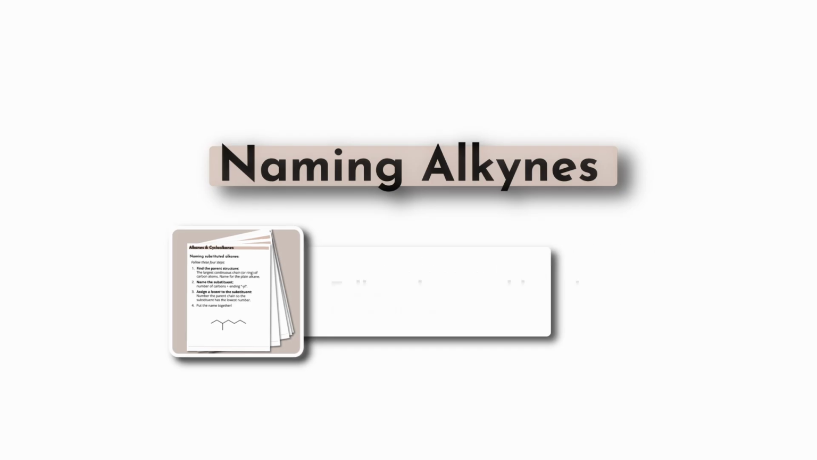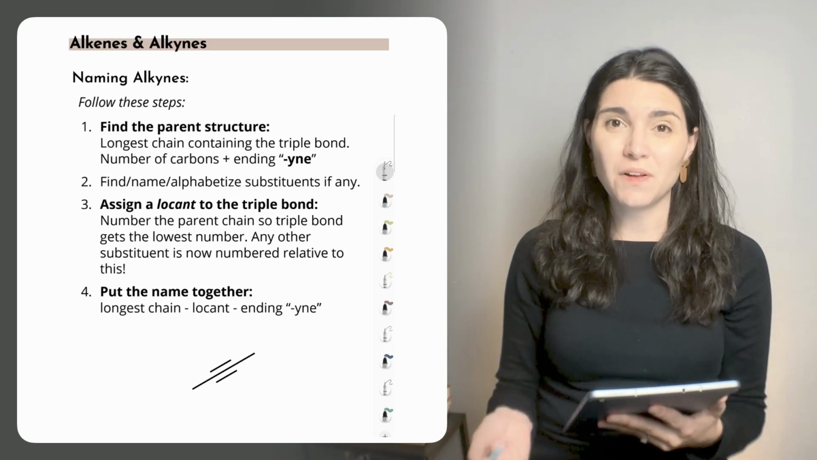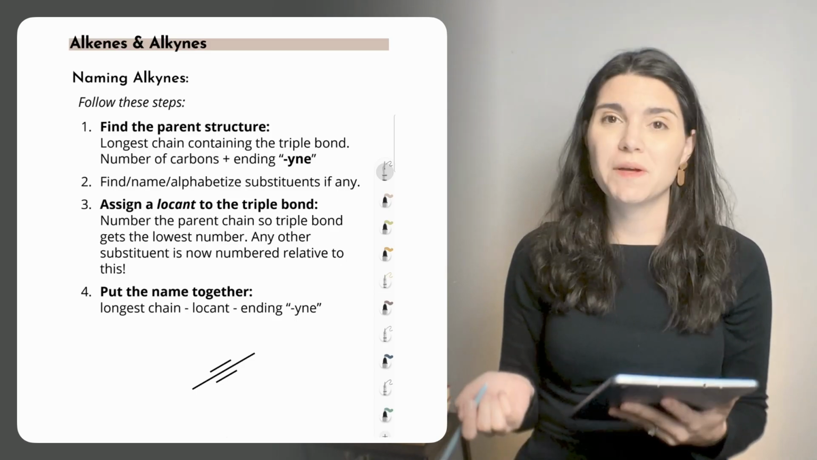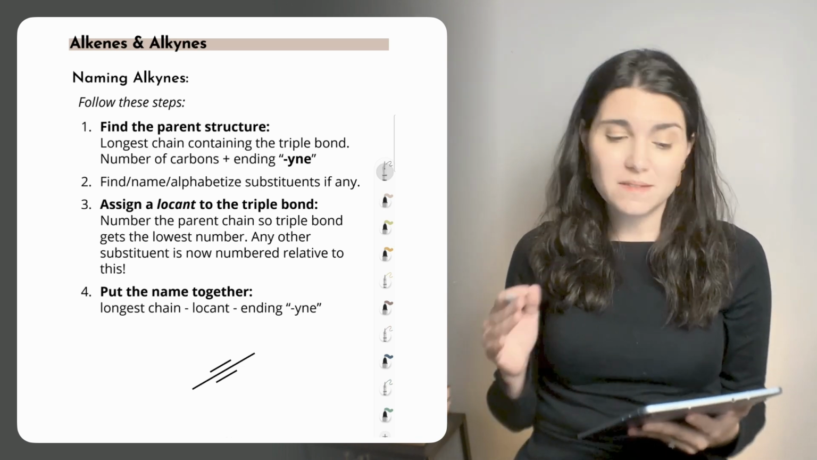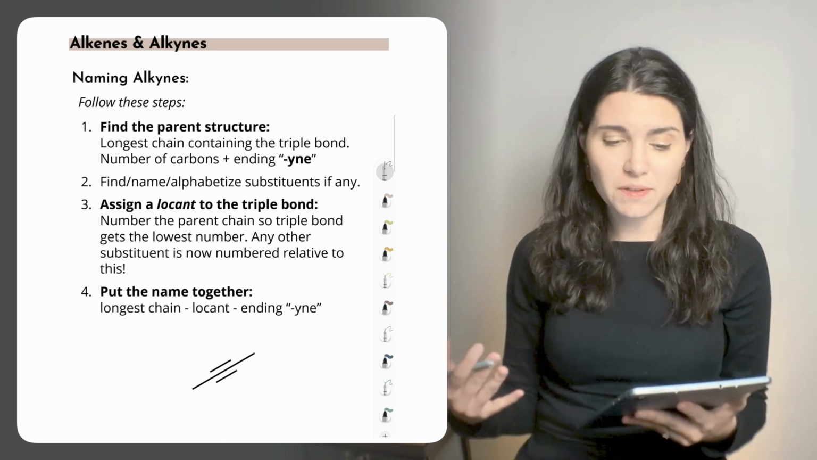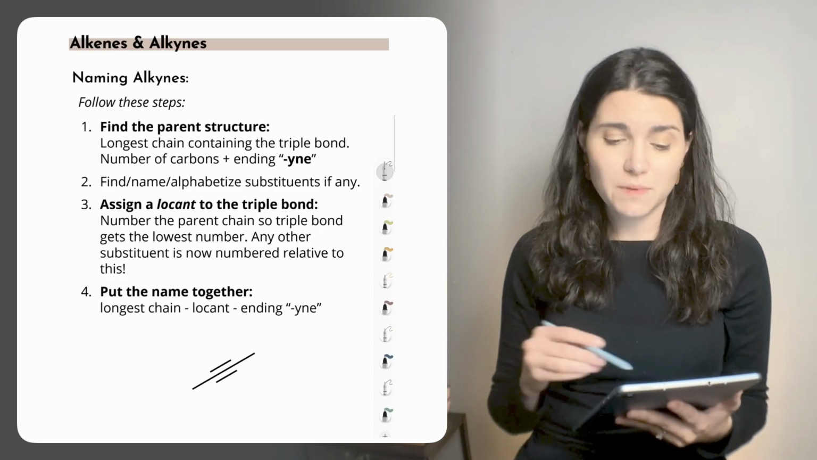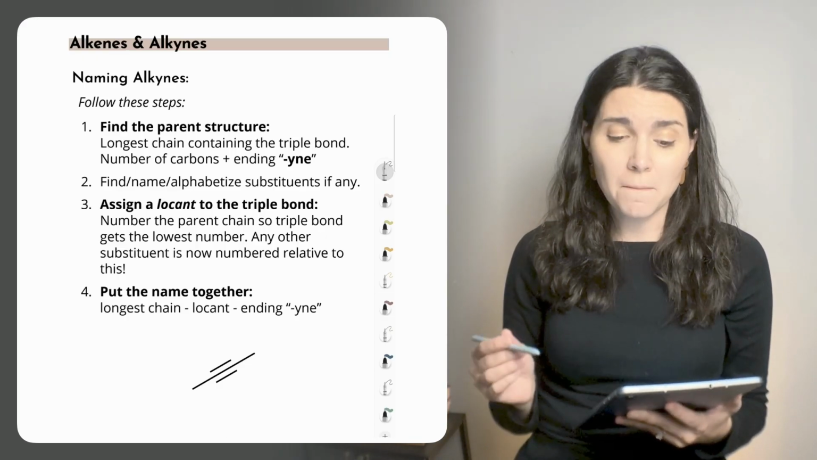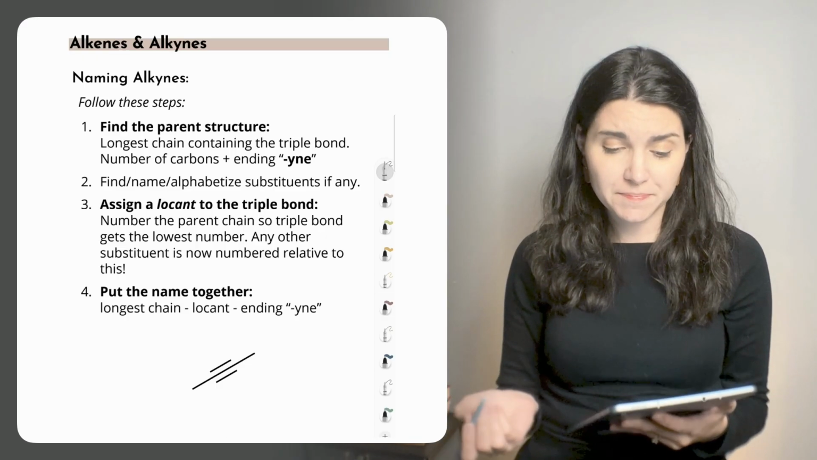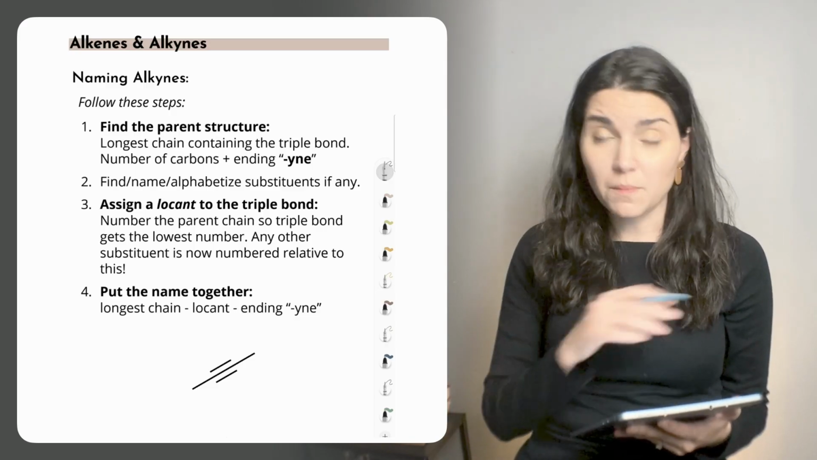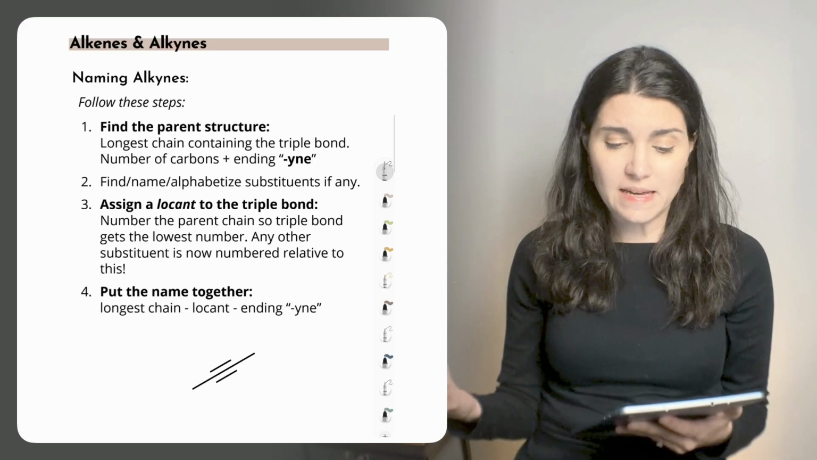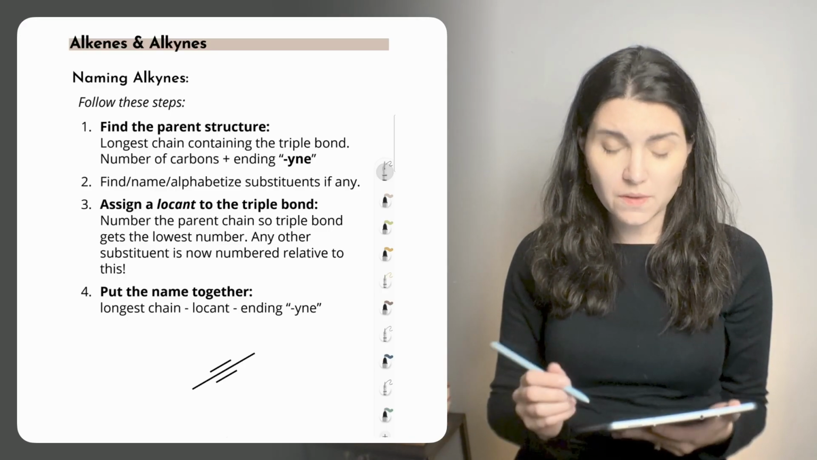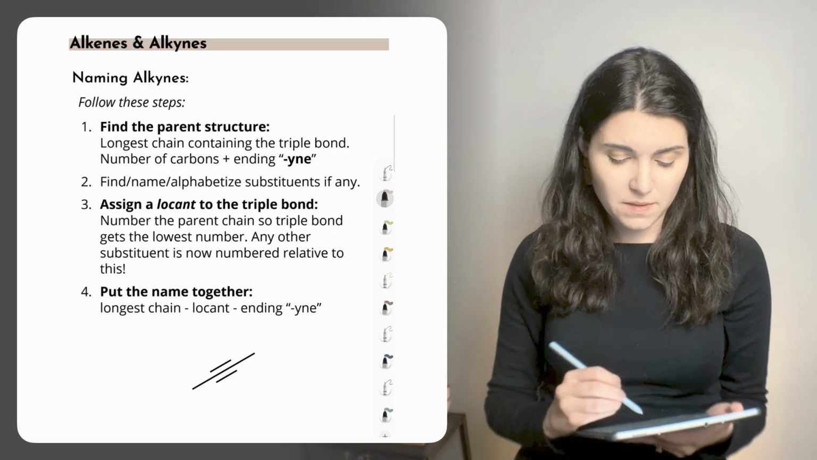To name a molecule with a triple bond, you're going to follow these steps. First, you're going to find the parent structure. You're probably sick of me saying this, but it's the longest chain of carbon atoms in the molecule. But in this case, when we're naming alkynes, the longest chain must contain the triple bond. And so we're going to name it for the number of carbons in that long chain plus the ending -yne, Y-N-E. So in this molecule below, there are 4 carbon atoms.